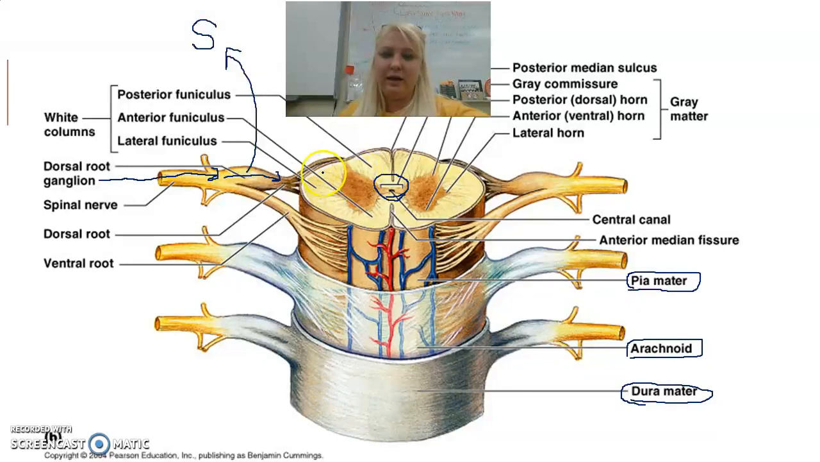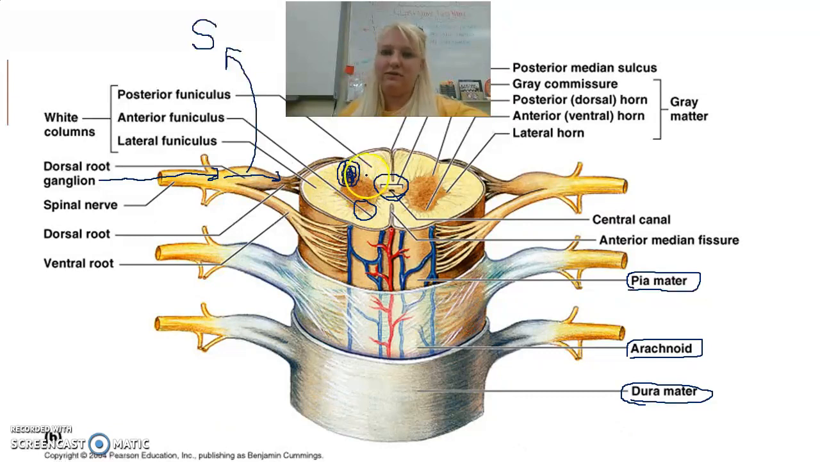The gray matter has two horns right here. The back, once again, is going to be dorsal, and the front is going to be ventral. And this gray matter is going to help you have a response. That's what it's going to do. So right here, you're like, okay, this is really hot. Ouch, this is on fire, or this is very, very painful. It's going to say, we don't want to do that.